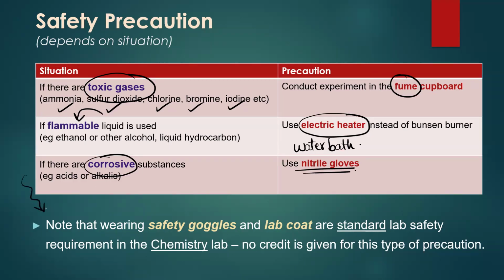Okay. Note here that wearing safety goggles and a lab coat are standard lab safety requirements in the chemistry lab. So no credit is given for this type of precaution. So if you write that we will wear safety goggles or a lab coat, you will not get any mark for writing this.